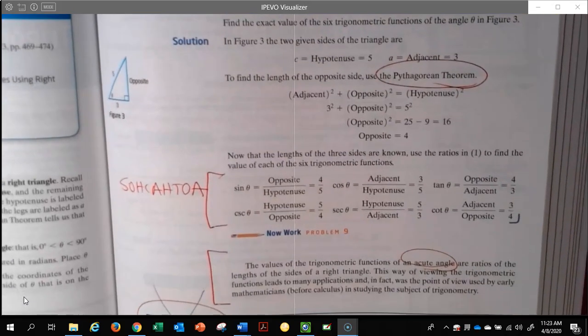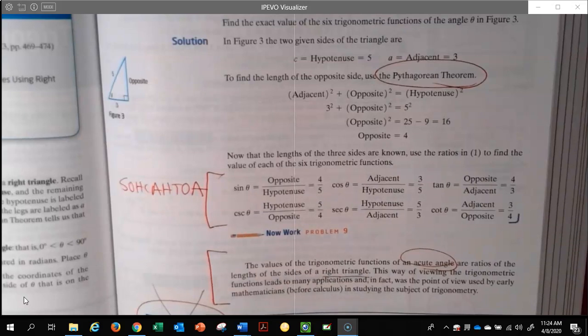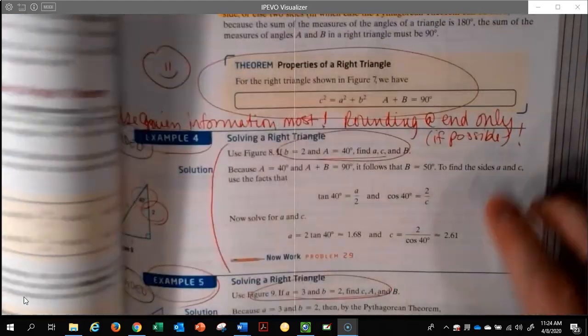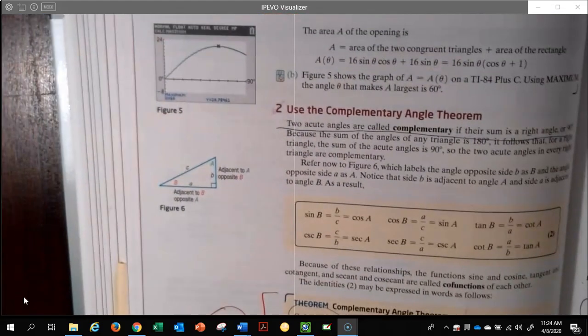And then it just gives us a little information that says the values of the trigonometric functions of an acute angle are ratios of the lengths of the sides of a right triangle. This way of viewing the trigonometric functions leads to many applications. Hence the title of 8.1, Right Triangle Trigonometry, Applications. And this fact was the point of view used by early mathematicians before calculus in studying the subject of trigonometry. I'm going on to page 524.